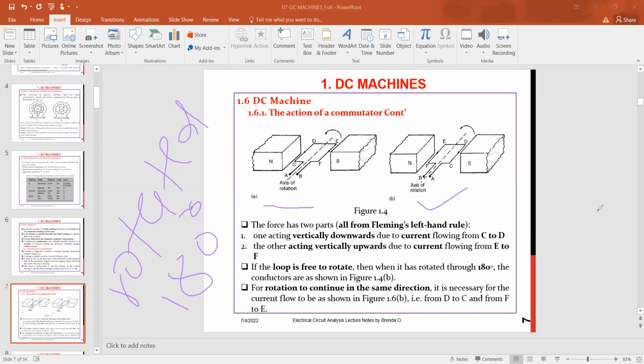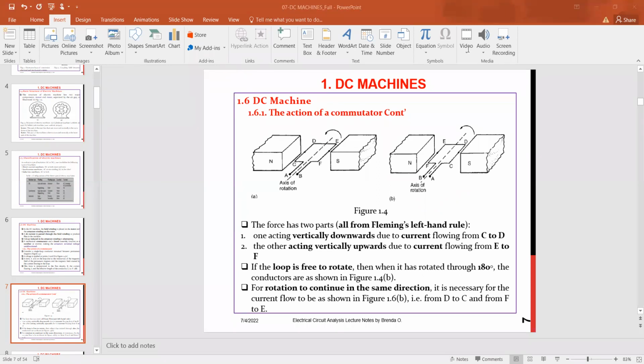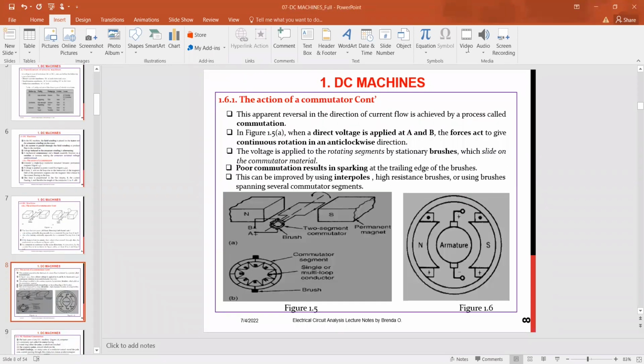So to have a continuous rotation, or for it to move in the same direction, the current must flow from D to C and then F to E, as we have seen from the diagram. So this apparent reversal in the direction of current is achieved by the process of commutation. Therefore, commutation is the reversal of the direction of current flow.